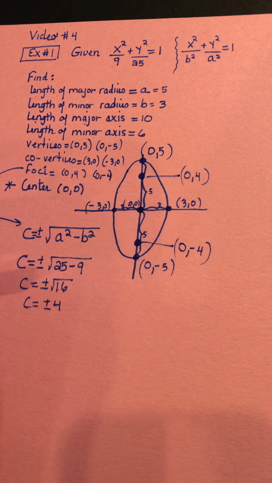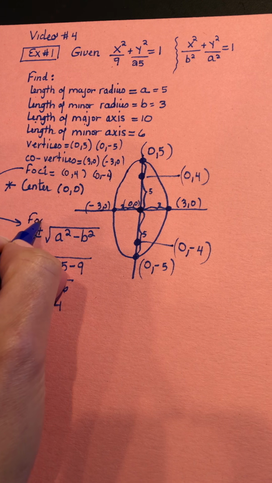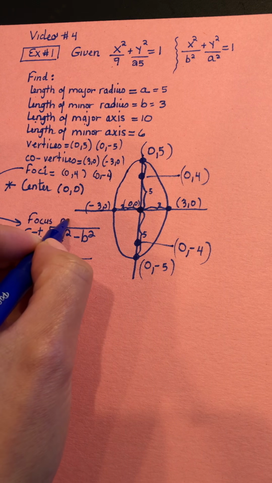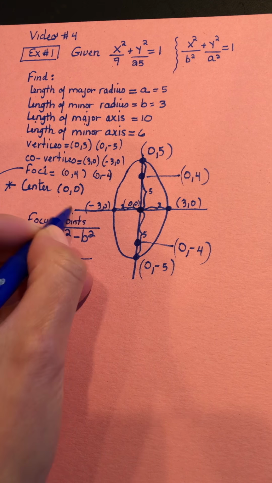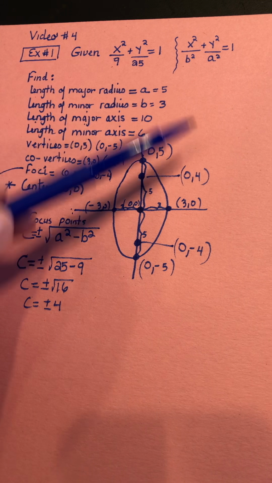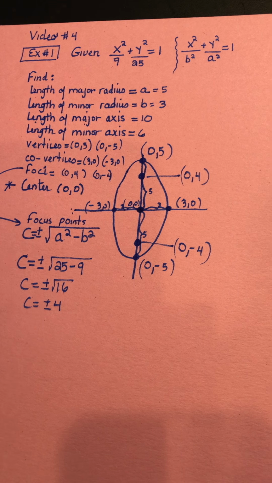Okay, so foci are denoted by the letter c. This would be a perfect 100% answer to a quiz question. In the next video, I'm going to do an example where the center is not at 0, 0, and we're going to see how we can work from there.